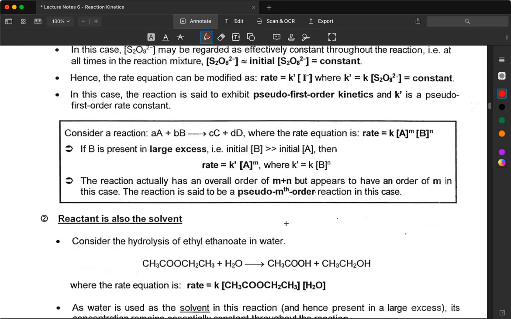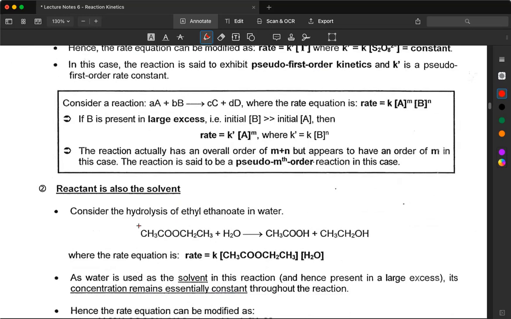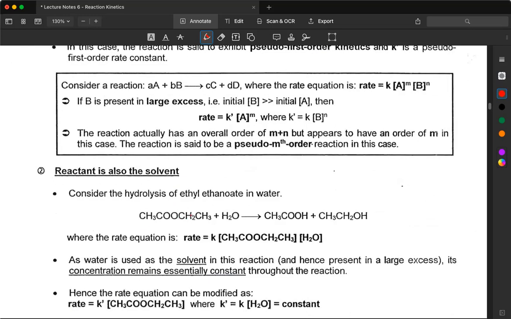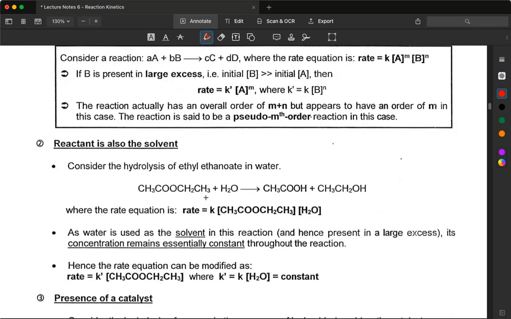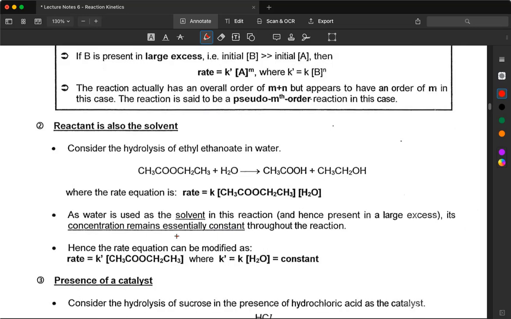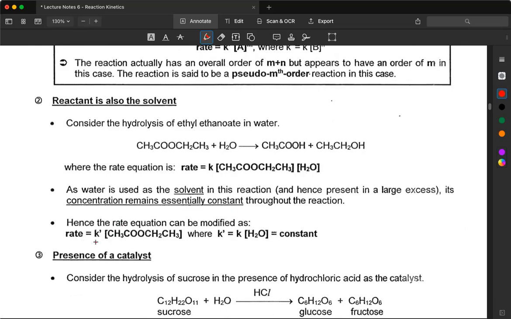Now, case number 2, the reactant itself is the solvent. Let's say we have the hydrolysis of ethyl ethanoate. The rate equation is as such. So water is used as the solvent, and because it is the solvent, it is present in large excess. So the concentration will remain largely constant throughout the reaction. So the rate equation can be modified as rate equals to the constant k, where you consider water, multiplied by the concentration of the ethyl ethanoate. You can write like that if the reactant happens to be a solvent.